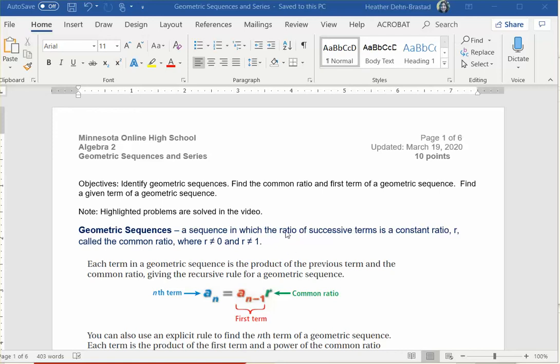In this video, we are going to learn about geometric sequences and series. Earlier in this quarter, we had an assignment about geometric sequences when we did the exponential functions unit. So we won't spend a lot of time on geometric sequences, just a review. And then we'll also learn about geometric series.